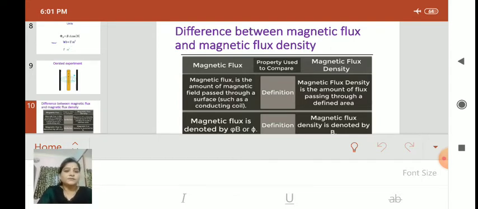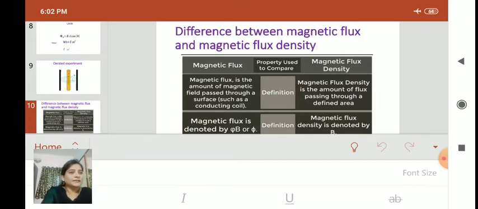So let me show the difference between the magnetic flux and magnetic flux density. See, magnetic flux is the amount of magnetic field passed through a surface, whereas magnetic flux density is the amount of flux passing through a defined area.